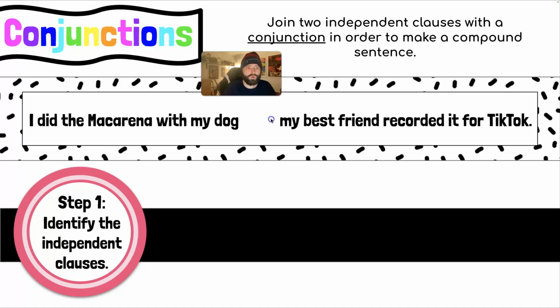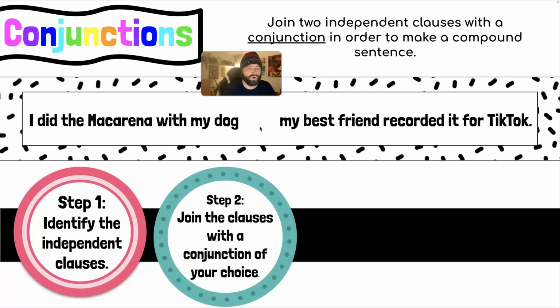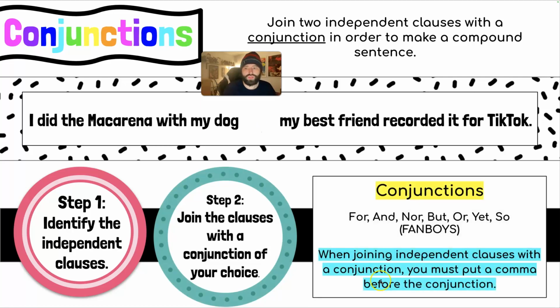So again, here we want to identify the two independent clauses. Kind of obvious because there's a big blank space right here. Again, something that we have been practicing. I did the Macarena with my dog, space, my best friend recorded it for TikTok. We have to insert something here. So let's join it with a clause of your choice. So to do this, we use fanboys. For, and, nor, but, or, yet, so.